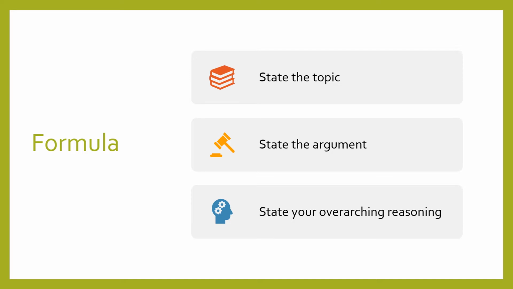The general formula that you can use for your thesis is topic, argument, and reasoning. Your topic is established in the prompt, and you will have identified it when you are unpacking the prompt in the first entry. It may be fate in English or ultranationalism in social studies.